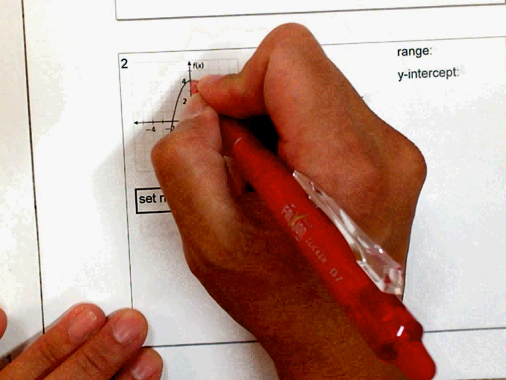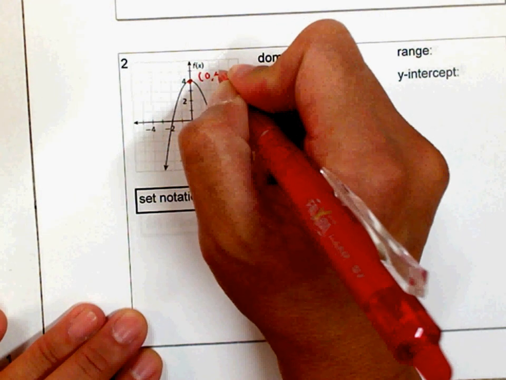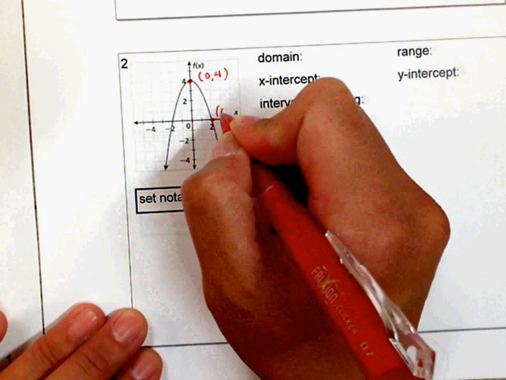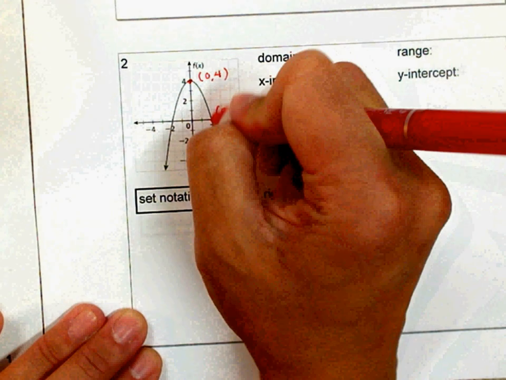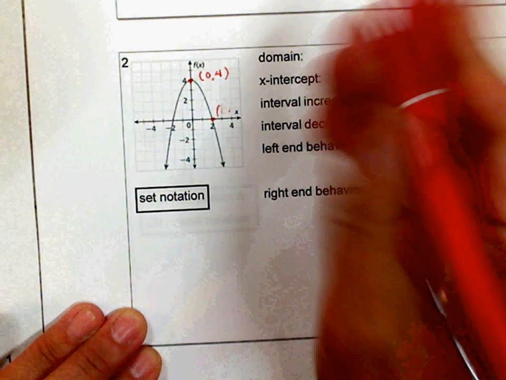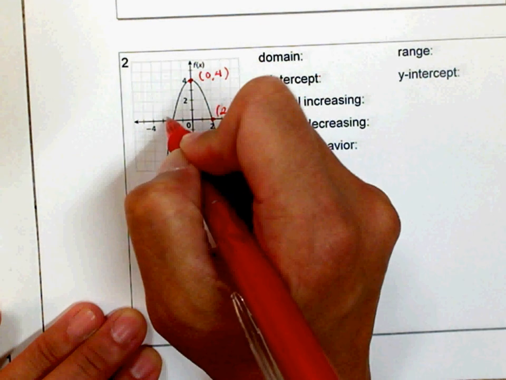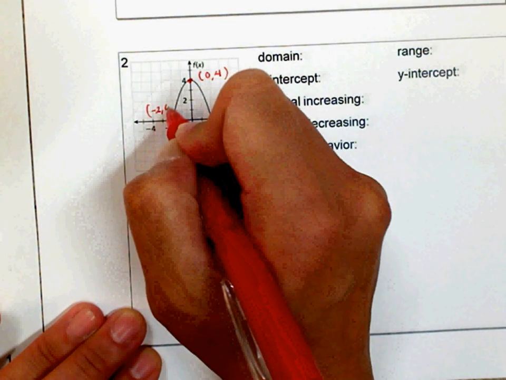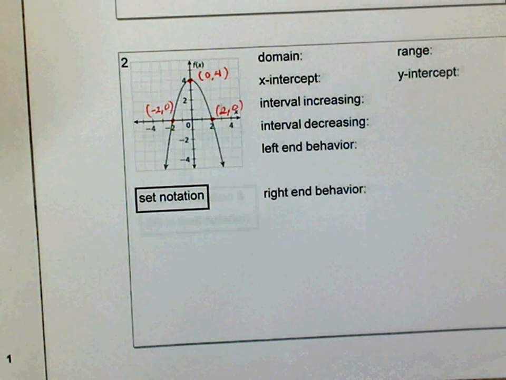Right there is 0, 4. Right here is, that is not 0, 2. It is 2, 0. So let me write that correctly. And right here it is negative 2, 0. All right. So those are some points I can tell. I don't have an equation, so I'm just going to look at it and I can kind of tell those points, okay? So let's look at our domain.